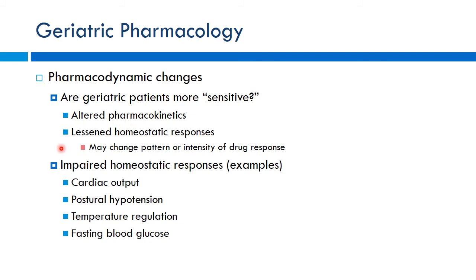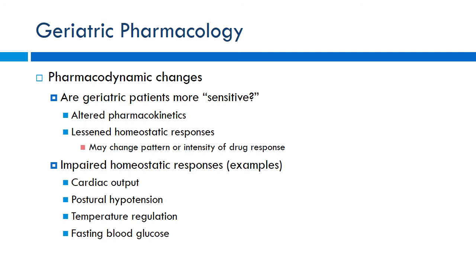But what you can see in some cases as well is lessened homeostatic responses. For instance, a patient who is going from sitting to standing has much less ability to have that compensatory increase in cardiac output to deal with that change in blood pressure, right? Other examples include temperature regulation. You may find that they are more cold or warm depending on the situation. They'll have issues with their fasting blood glucose, which tends to rise as the patient gets older and older. It's starting to wear out the pancreas and those beta cells. So all these things can change in making drugs more or less effective, right?